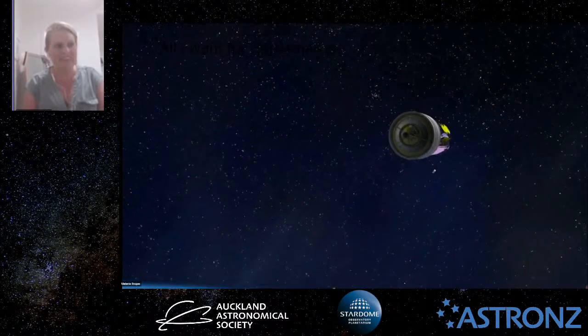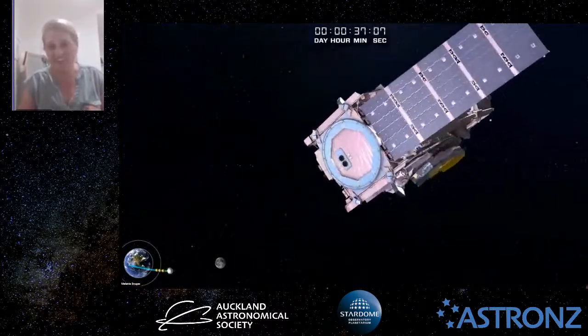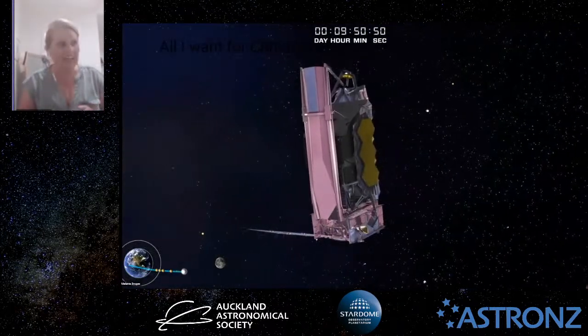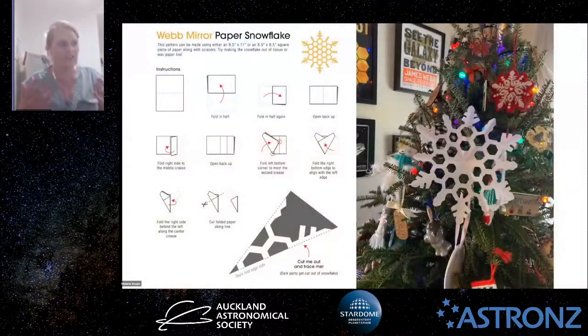While this isn't something that you can see in the night sky necessarily, I did find that there is something that you can do at home just to bring the magic of the James Webb Space Telescope to your Christmas, and that is to make your own web mirror paper snowflake. So if you're into that, or you're a little bit bored over the next couple of days ahead of Christmas, just Google the web mirror paper snowflake, and there's all the instructions you need for making your own James Webb Space Telescope Christmas decoration. There you go.